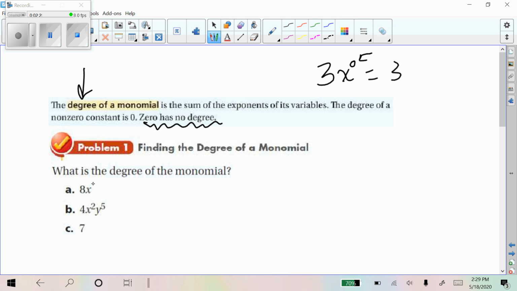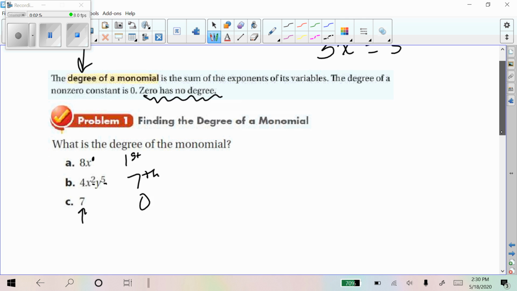So this is x to the first, so that is a first degree monomial. We're going to add all the powers here. So 2 plus 5 is 7, so this monomial is a 7th degree. And since this is a constant, all constants are 0 degree, except for the constant 0, which just has no degree.